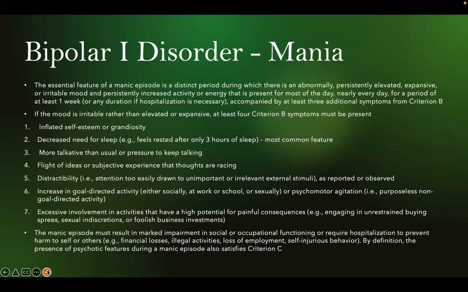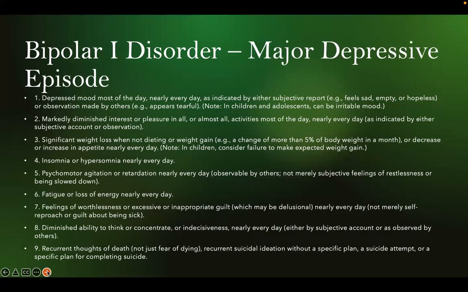And also, by definition, the presence of psychotic features during a manic episode also satisfies criterion C, which is the impairment in occupational and social functioning. So there's mania, and then there's major depressive episode. So these are the 9 potential criteria for the individual to meet.